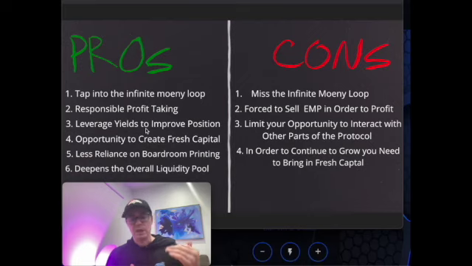Number 5, less reliance on the boardroom printing. What I've found in the protocol is now I'm not relying on the boardroom to print, and I'm not as disappointed when it doesn't print, which is really good.